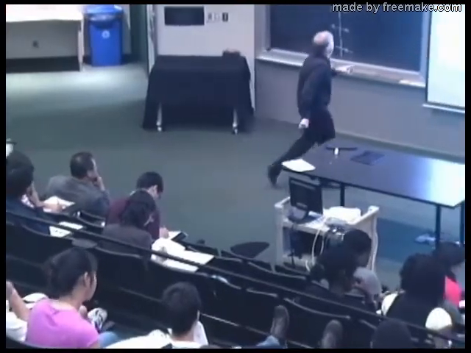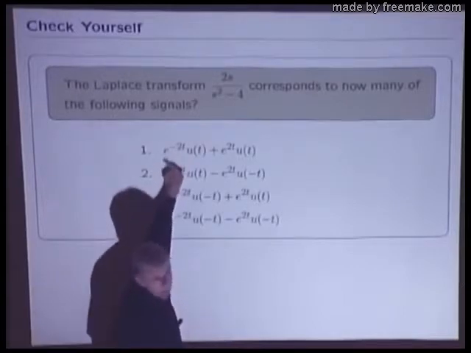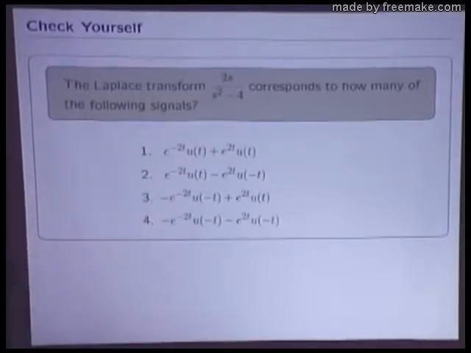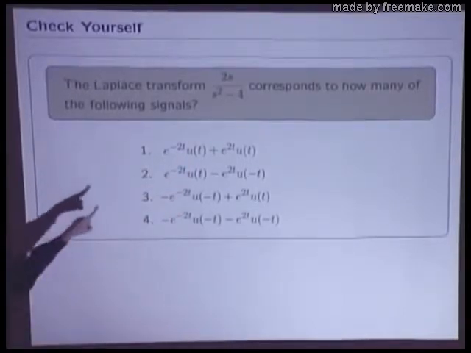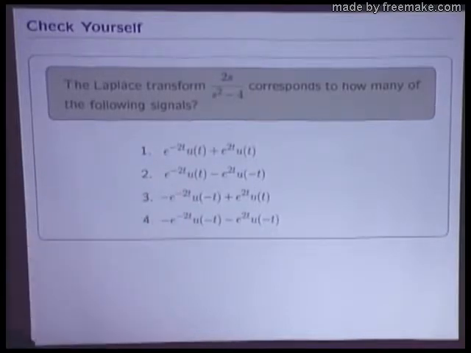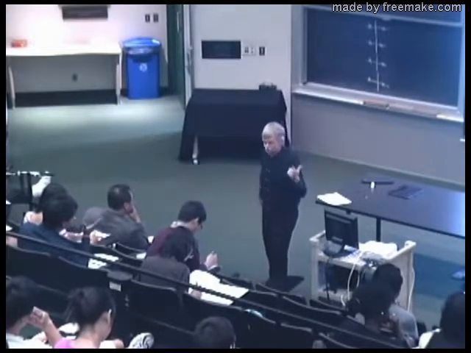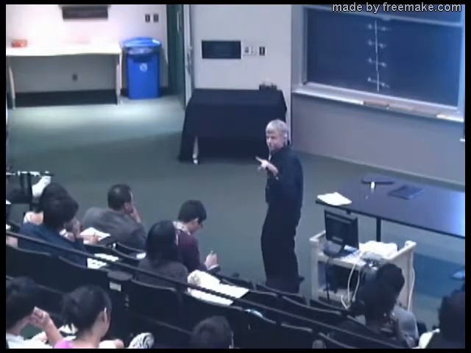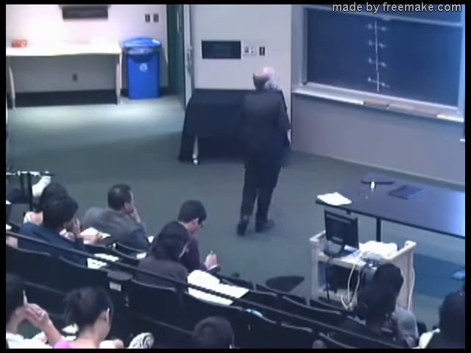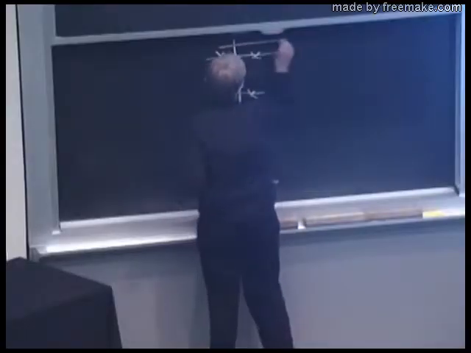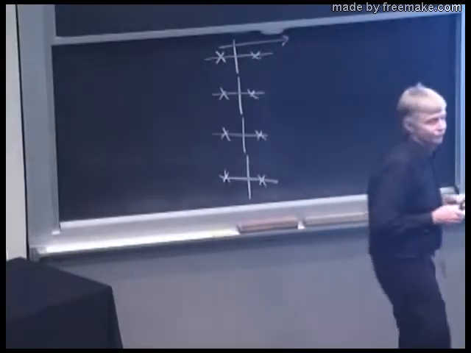So here's the pole at -2. E to the -2t corresponds to a pole at -2. U of t is a right-sided function. Where's the region that corresponds to the pole at -2? To the right of -2, right? So this first function converges to the right of minus 2.